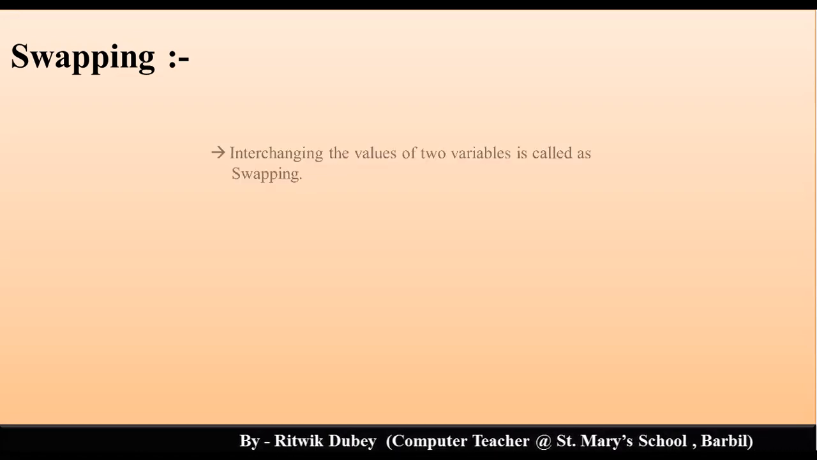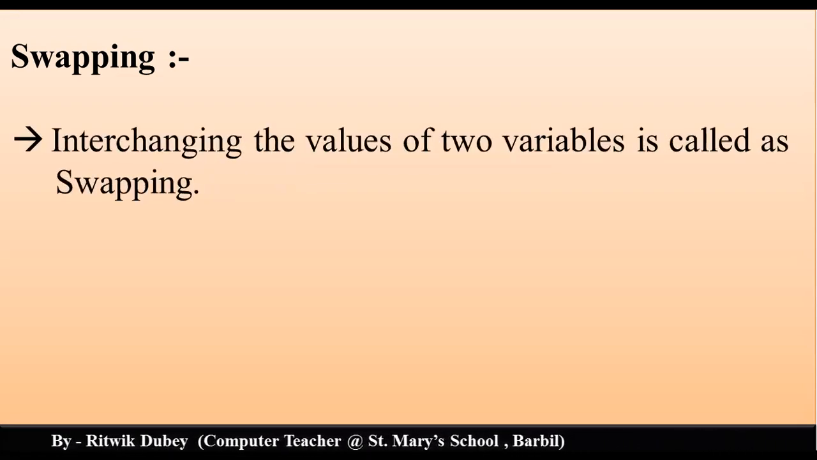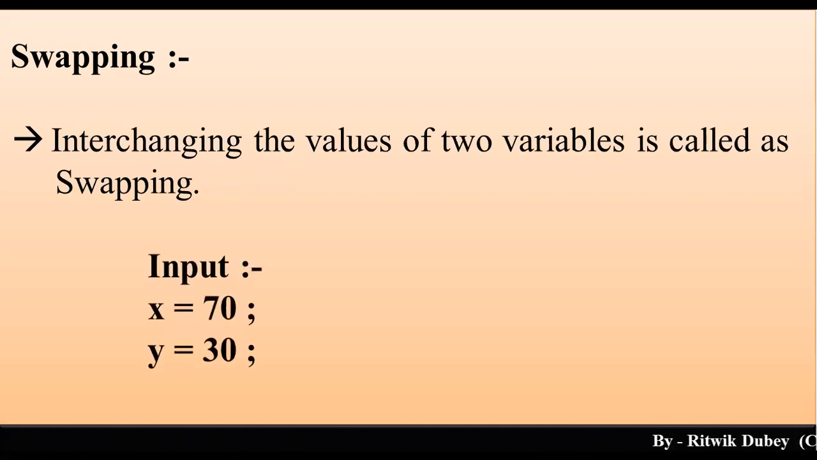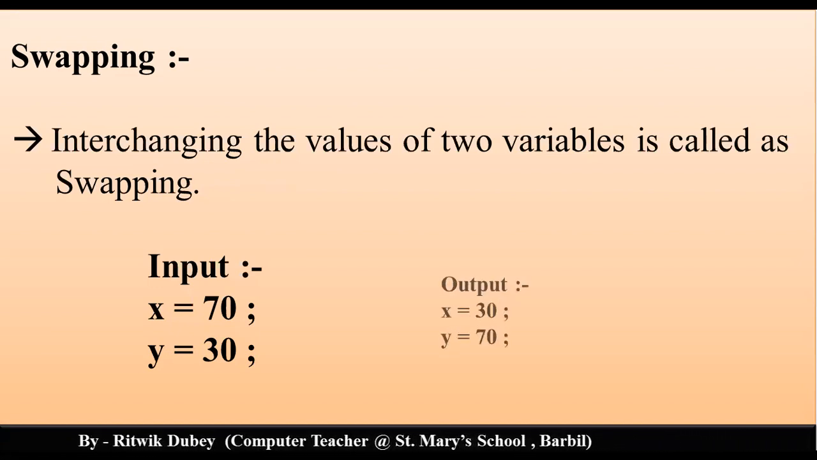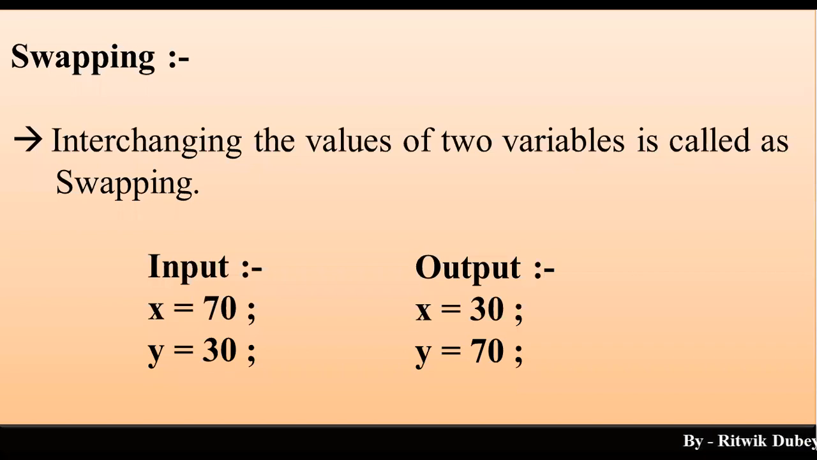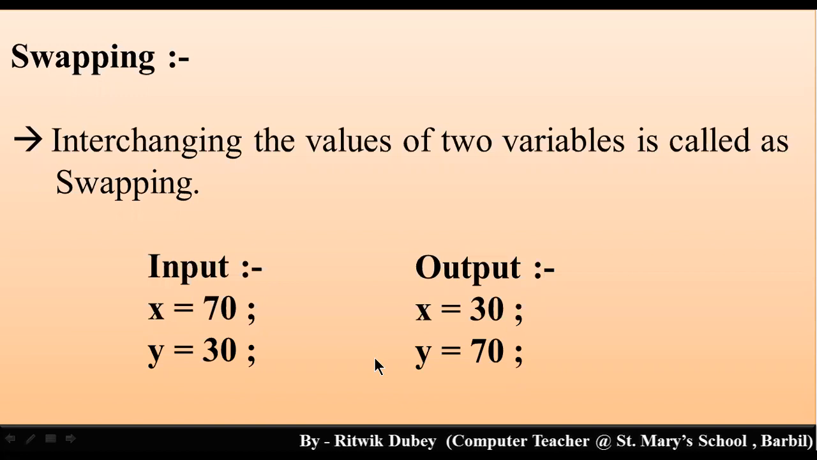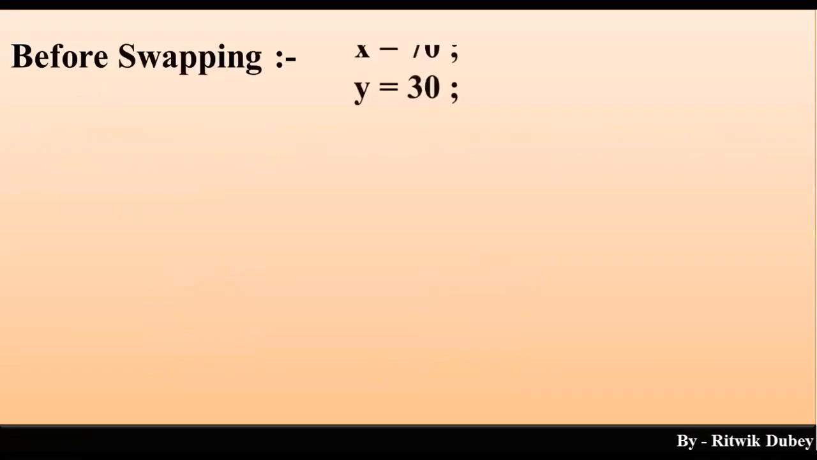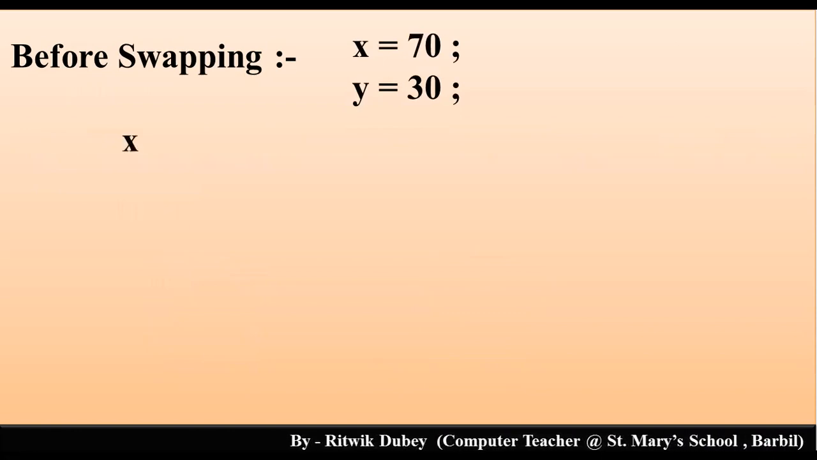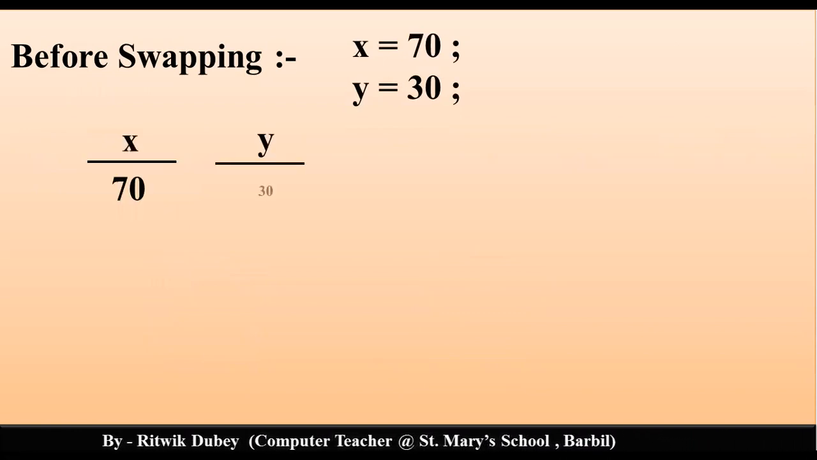So let me recapitulate what I have already taught you in the previous video class. Swapping. What is swapping? Interchanging the values of two variables is called swapping. Example: if the value of variable x is 70 and the value of variable y is 30, in output x will become 30 and y will become 70. The values of x and y will get interchanged. Before swapping, x is equal to 70 and y is equal to 30.